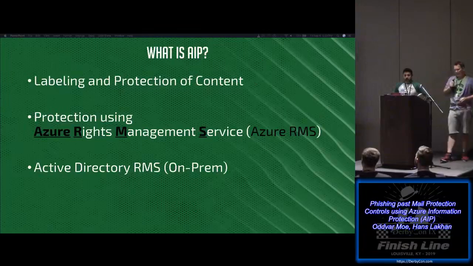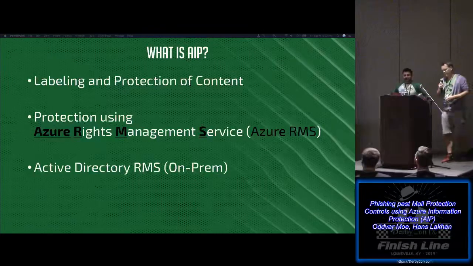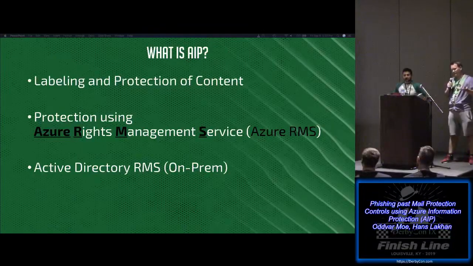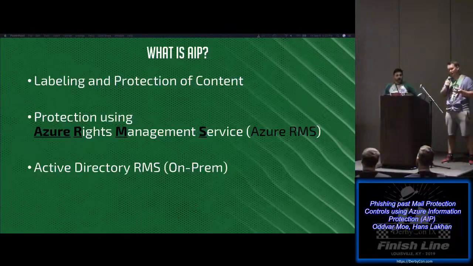So what is AIP? It's basically a way to label content and make things happen automatically. Meaning that if you label something confidential, you can get Azure Information Protection to automatically encrypt the files or tag them in a special way. And the mechanism behind it is called Azure Rights Management Service, or Azure RMS. Back in the days when we didn't have clouds, we had something called Active Directory RMS. That's the same thing, just on-prem.